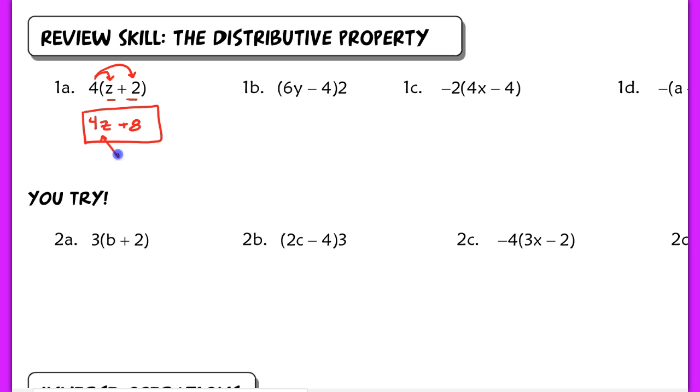These are not like terms, so I can't add them. So these are not like terms. So I leave it as 4z plus 8.